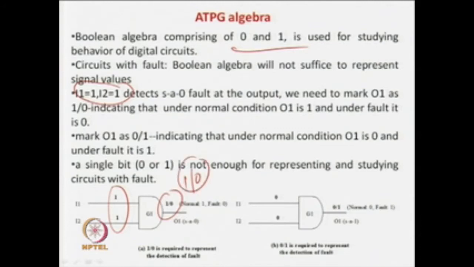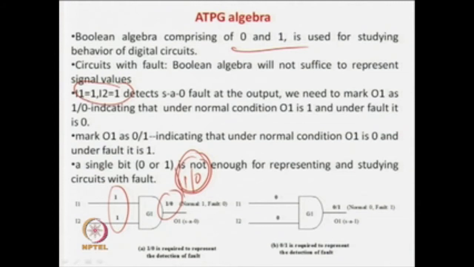But the 1 slash 0 that we are writing over here is not a very good or formal way of writing. We require another symbol for this, because we have a symbol for 0 and a symbol for 1. 0 means it is ground, logic low, and 1 means logic high. This 1 slash 0, what is this? It means that in the normal case the circuit is 1 and in the fault case the circuit is 0.